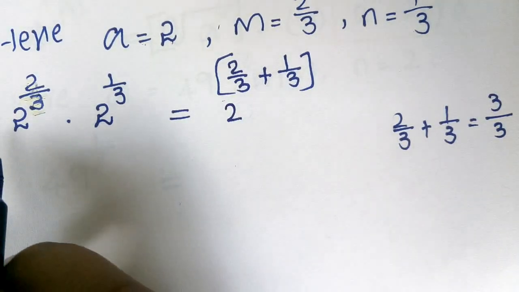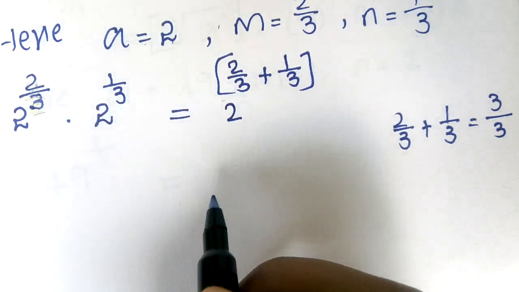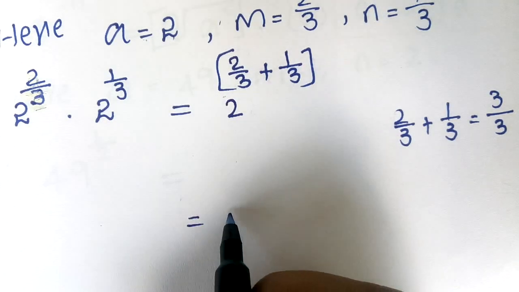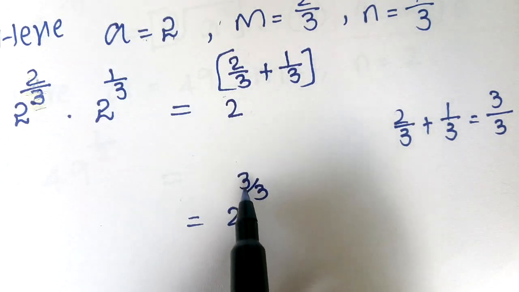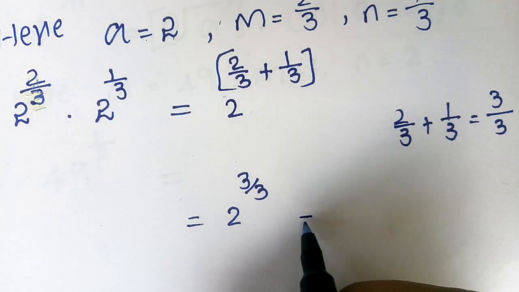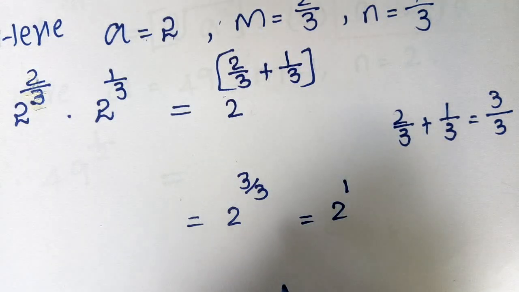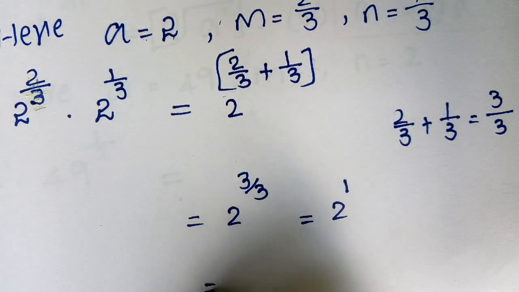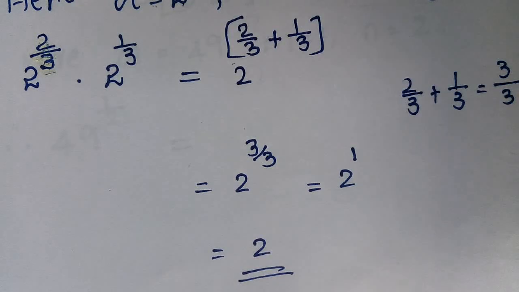Okay. So 2 to the power 2 by 3 into 2 to the power 1 by 3 is equal to 2 to the power 3 by 3. What is 3 by 3? 3 by 3 is equal to 1. So we will get 2 to the power 1, which is equal to 2. So the final answer is 2.